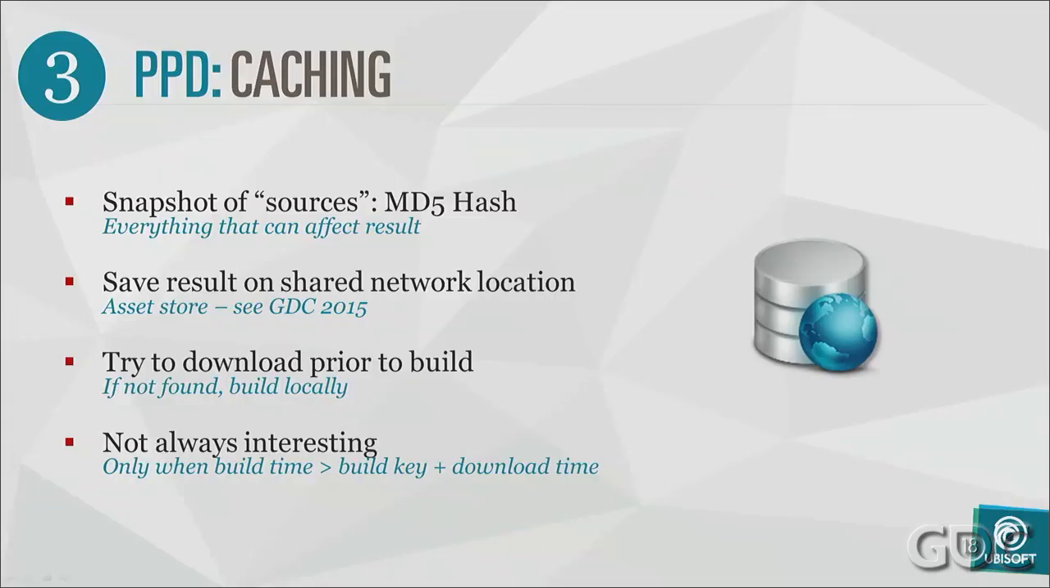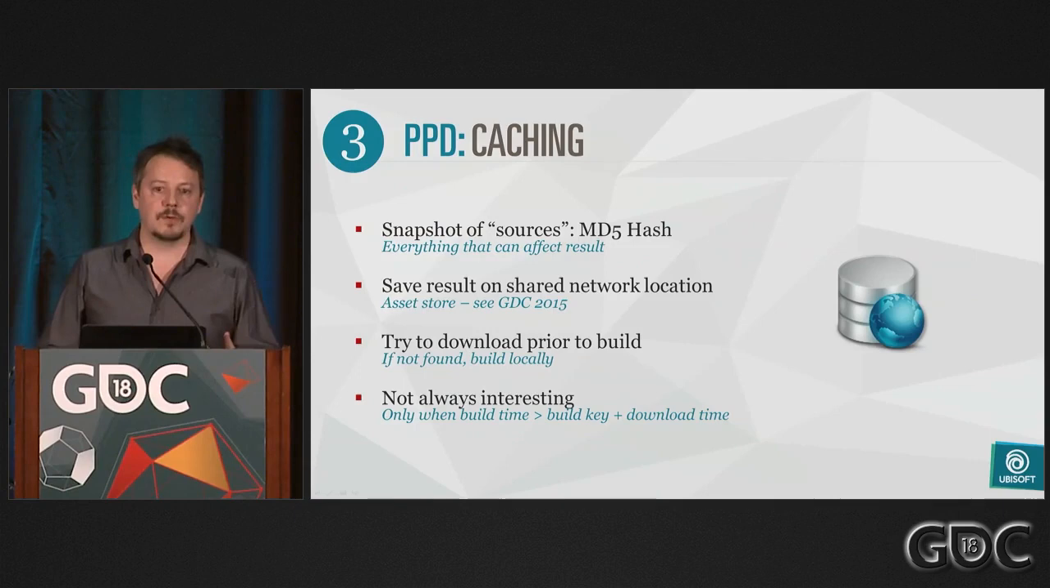One thing to note, it's not always interesting. It's only interesting when your build time is longer than making the key and downloading the results. So it's actually not interesting for all assets. You need to keep that in mind. Caching needs to be activated per asset types depending on the gain you can have for this asset type.